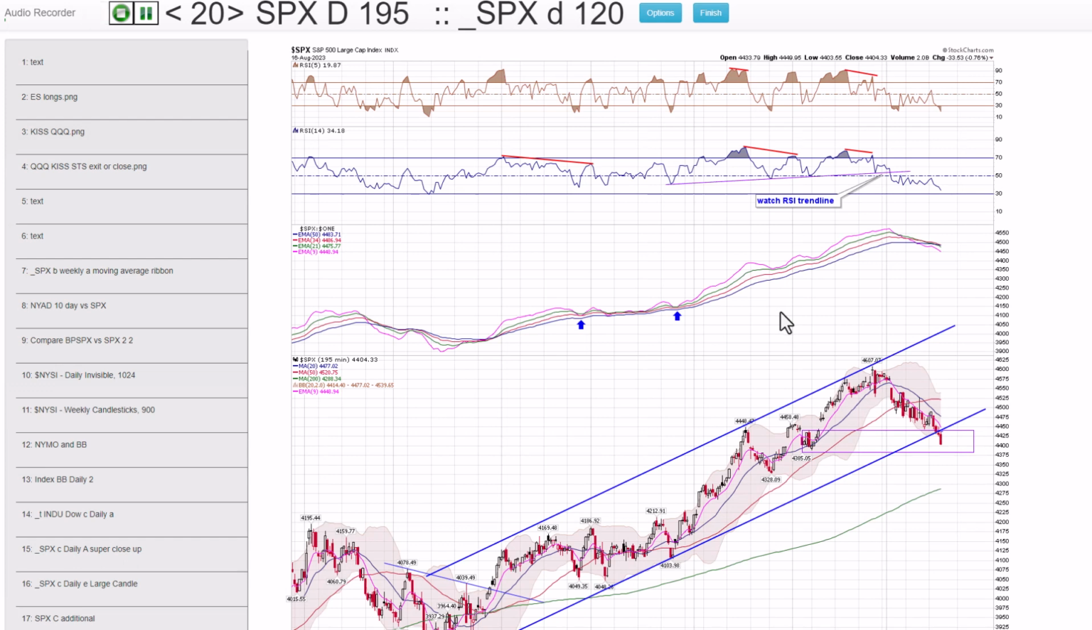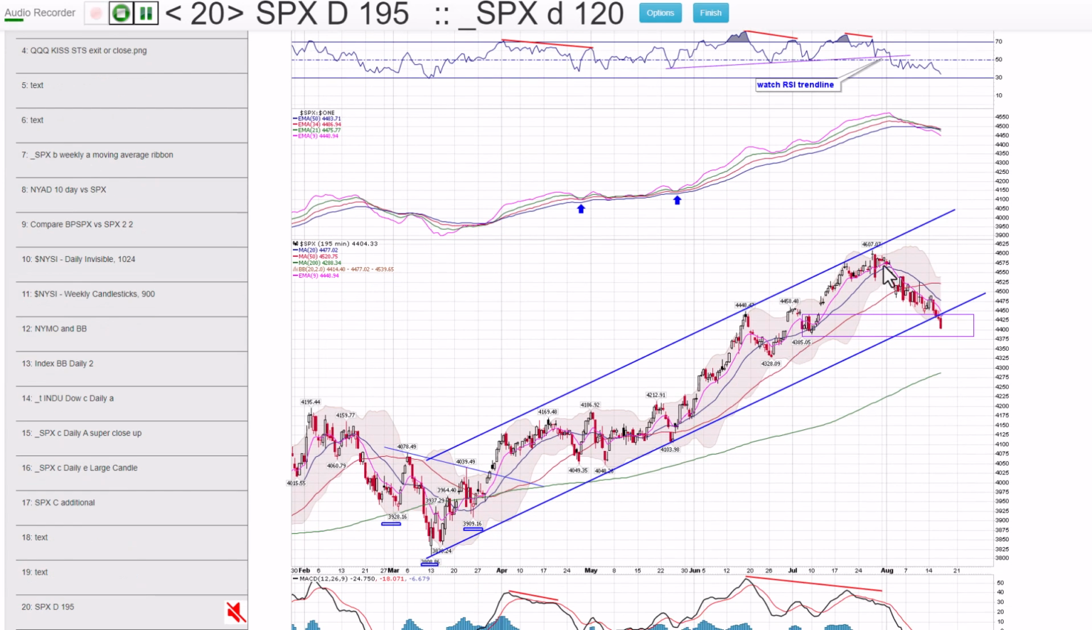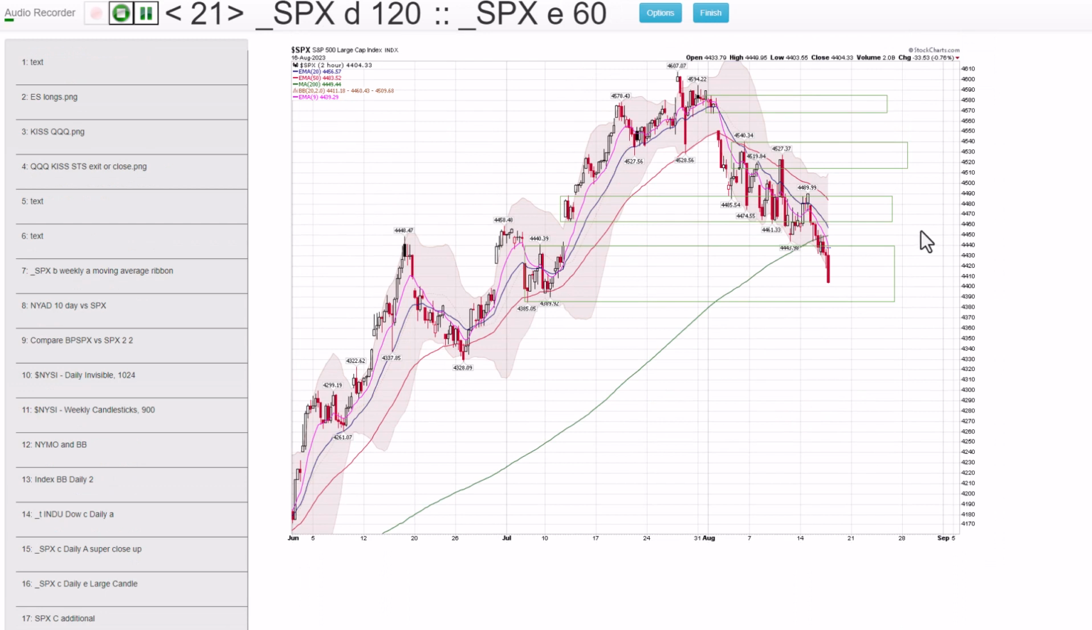Next. Chart 20, here's the half-day chart. Again, basically similar look to that daily chart. We broke the channel. Remember, we lost the 50-day moving average. We're in this little demand zone. We'll see if this can hold us or not. Next. Chart 21, here's the 2-hour view showing the supply and demand zones.